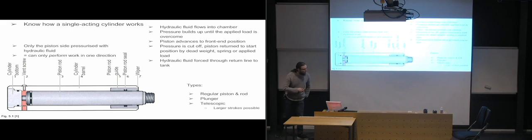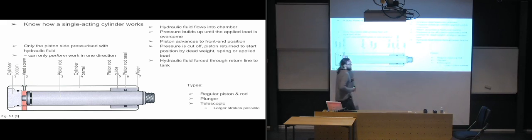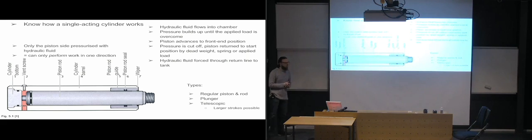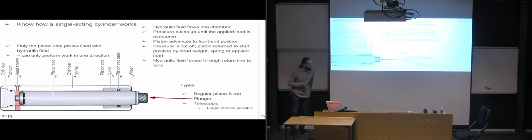And with the telescopic ones, we of course have larger strokes that are possible, because it's going to extend further. It can be longer than just the length of your piston rod because you have several stages that are going to be extending. And this one was a plunger, of course.